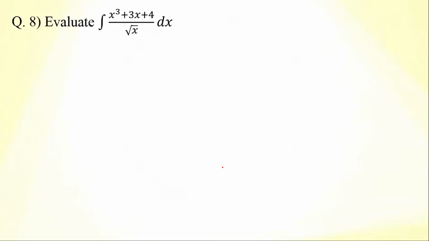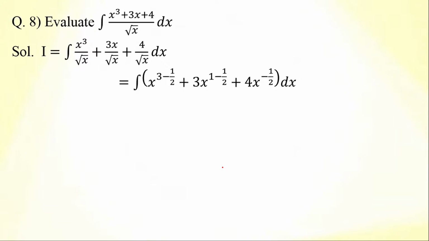Let's move on to the next question. This question is x cubed plus 3x plus 4 divided by root x. So what you can do is split the numerator, and you can easily add or subtract the exponents of x. So it is x to the power 3 minus half, x to the power 1 minus half, 4 into x to the power minus half only. So simplify these exponents for the first and the second term.